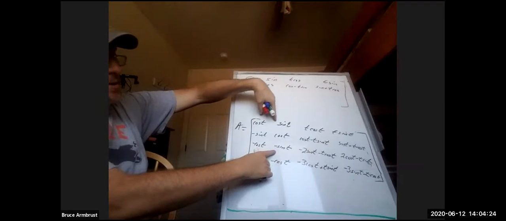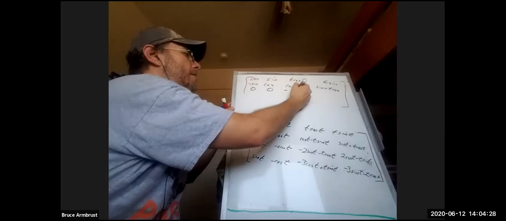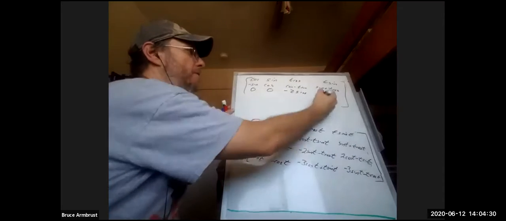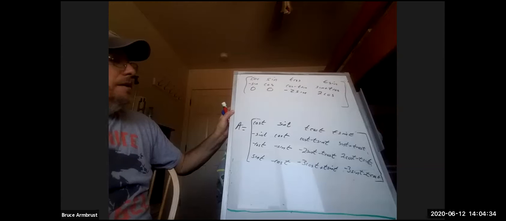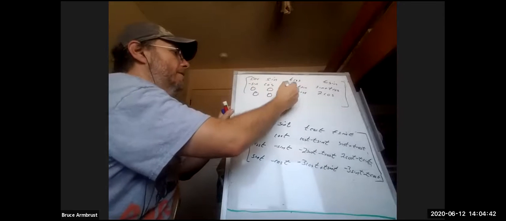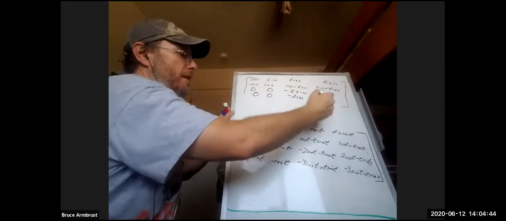Okay, but check this out. If we take the first row and add it to the third, notice we get a 0, a 0, a -2 sine, and then a 2 cosine. Now I'm going to do the same thing, second row plus fourth row, and store it. That's going to give me a 0, 0, a -2 cosine, and a -2 sine.